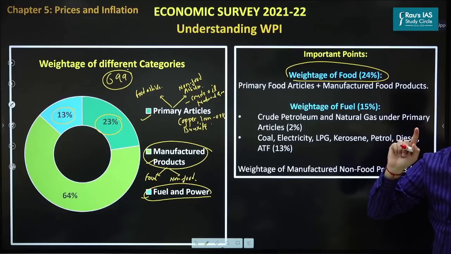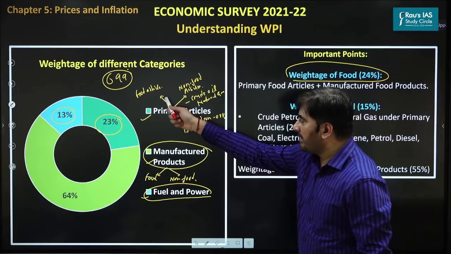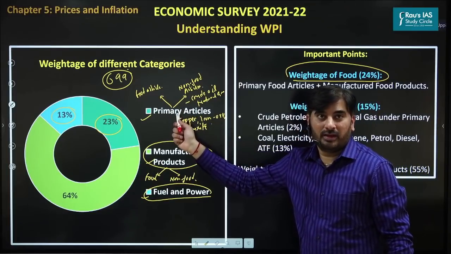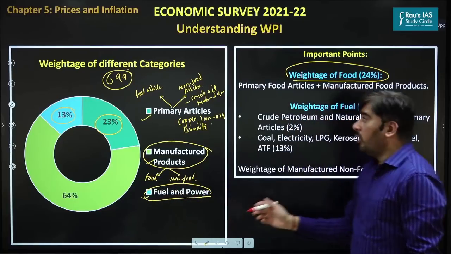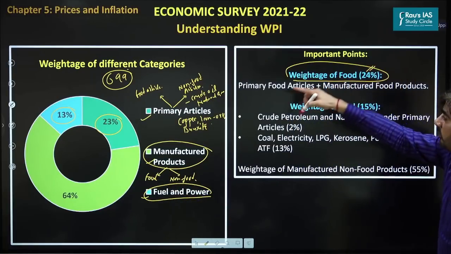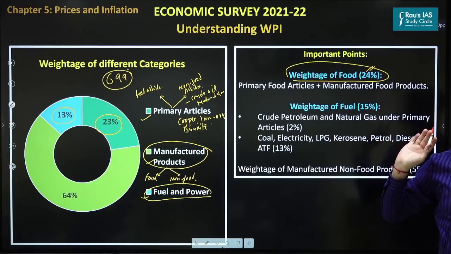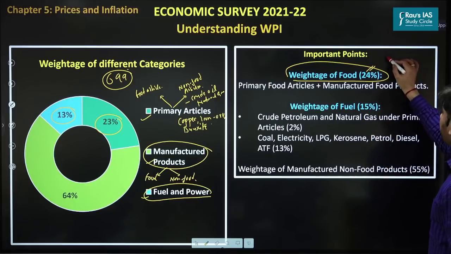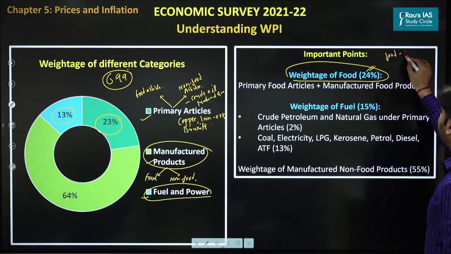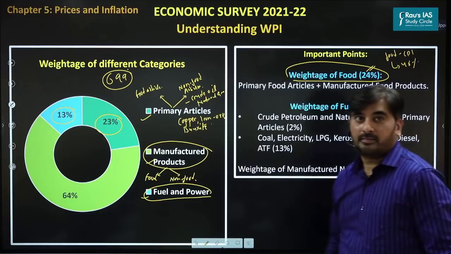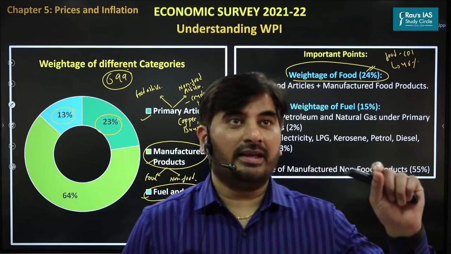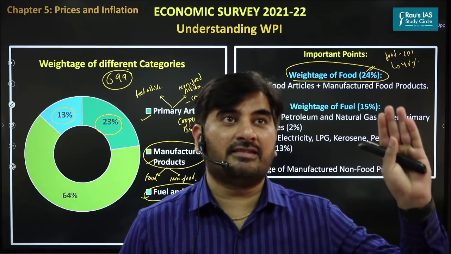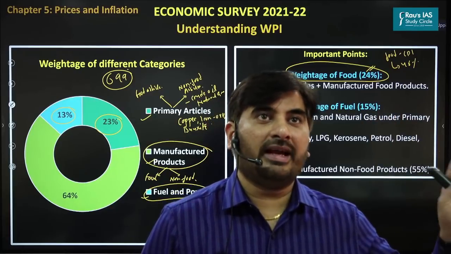Now where is food covered? Food is covered as part of primary articles, primary food articles, right? Plus food is also covered as part of the manufactured products. What's the total weightage of food in WPI? 24%. If you look at the weightage of food in the CPI, it is much higher at 46%. Almost double. So the weightage of food in CPI is 46%, whereas the weightage of food in WPI is 24%.